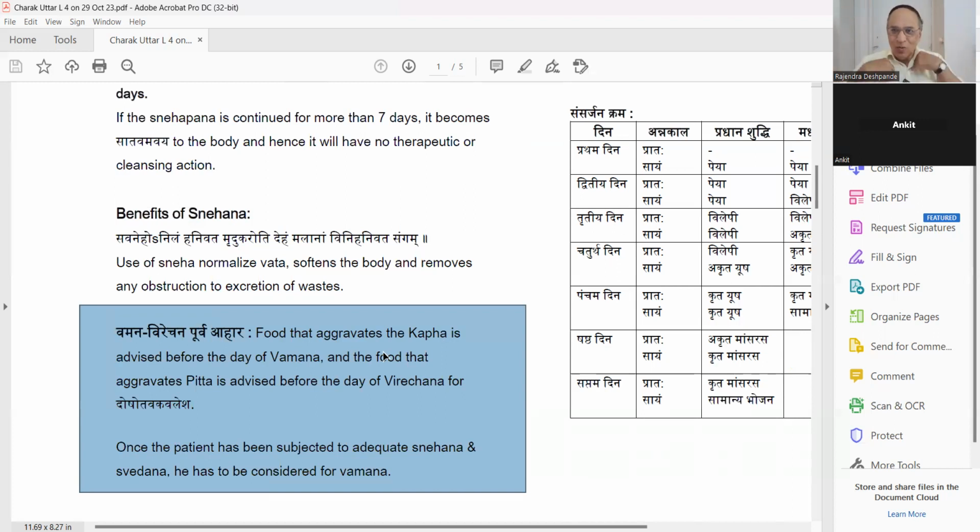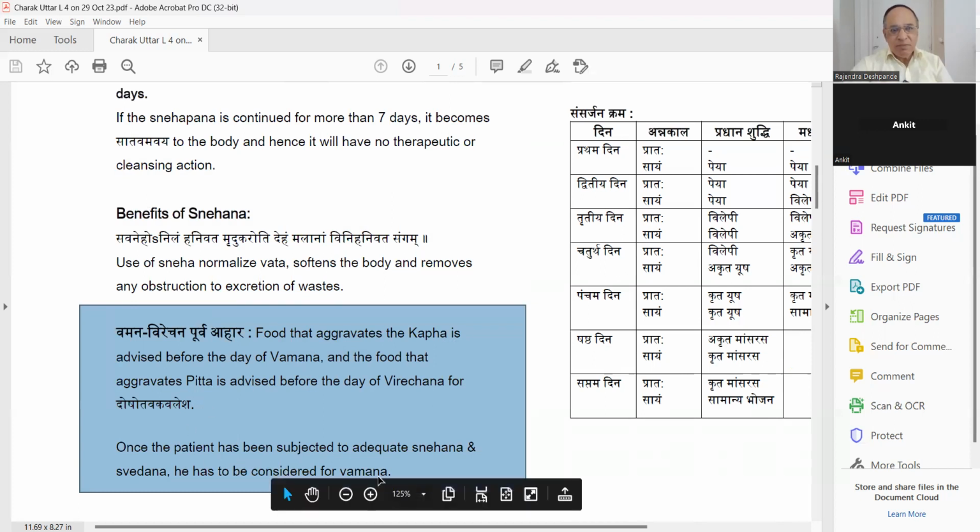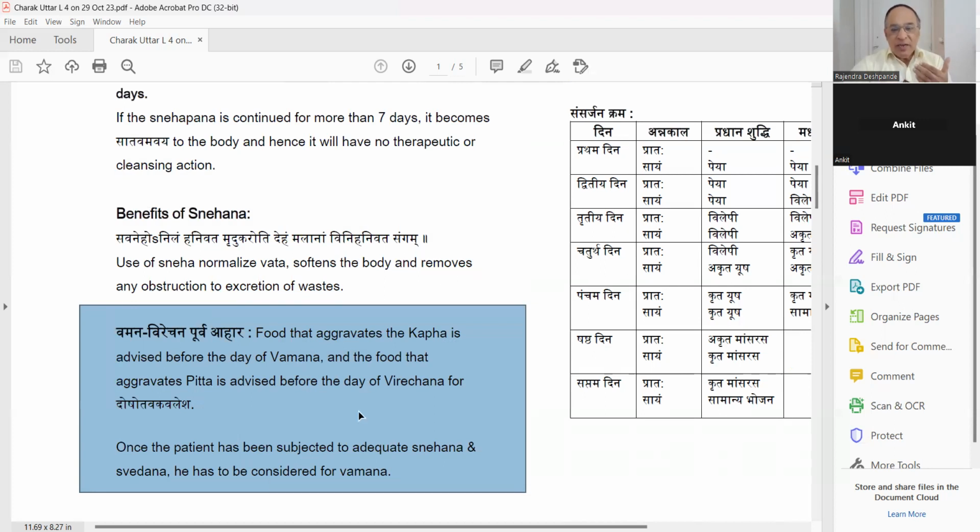It is already there, I know. But with a little bit of food, just for one night, you give it, and then all the kapha will come out. On the day before Vamana, that means the previous day, give food that aggravates the kapha; for Virechana, food that aggravates the pitta. Once the patient has been subjected to adequate Snehana, drinking oral ghee and oil, or Svedana, he is ready for the Vamana procedure.